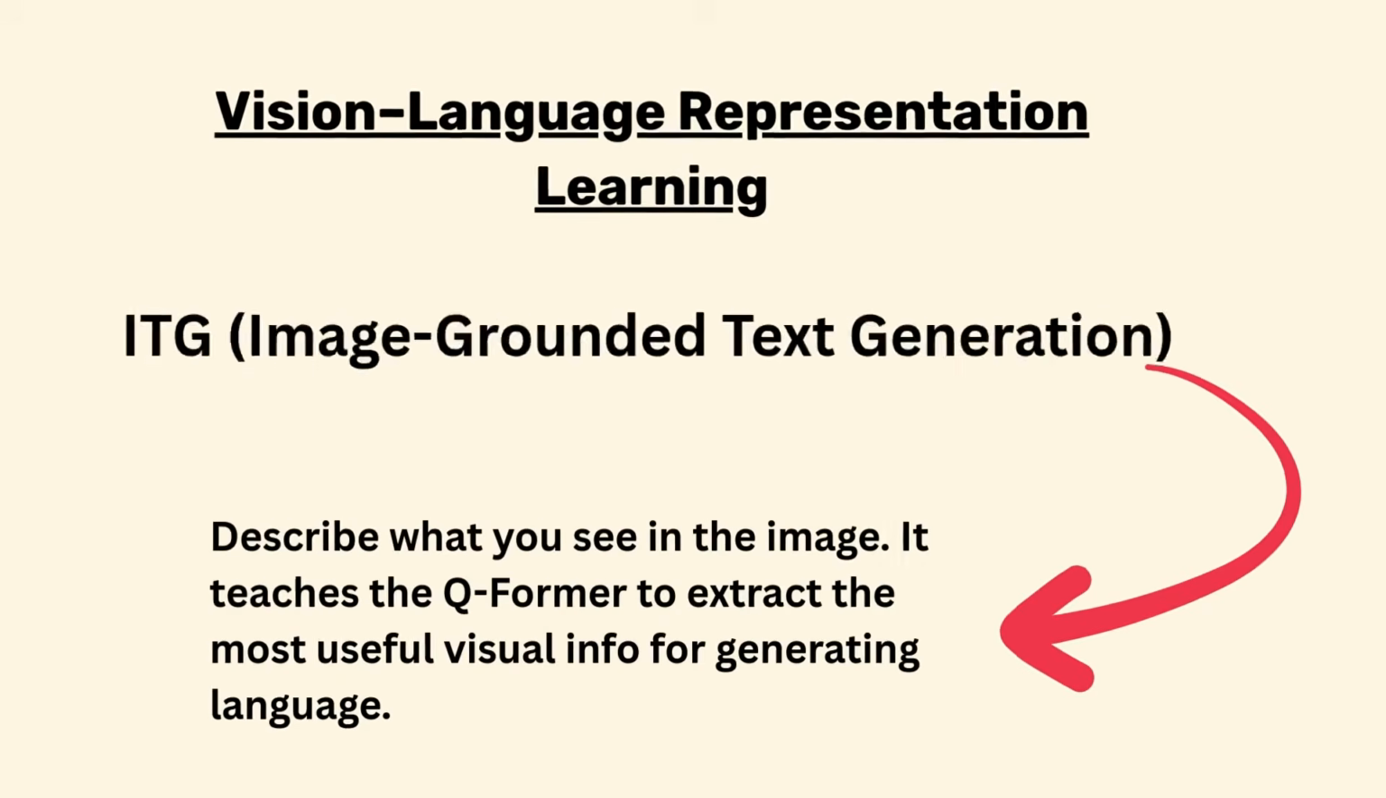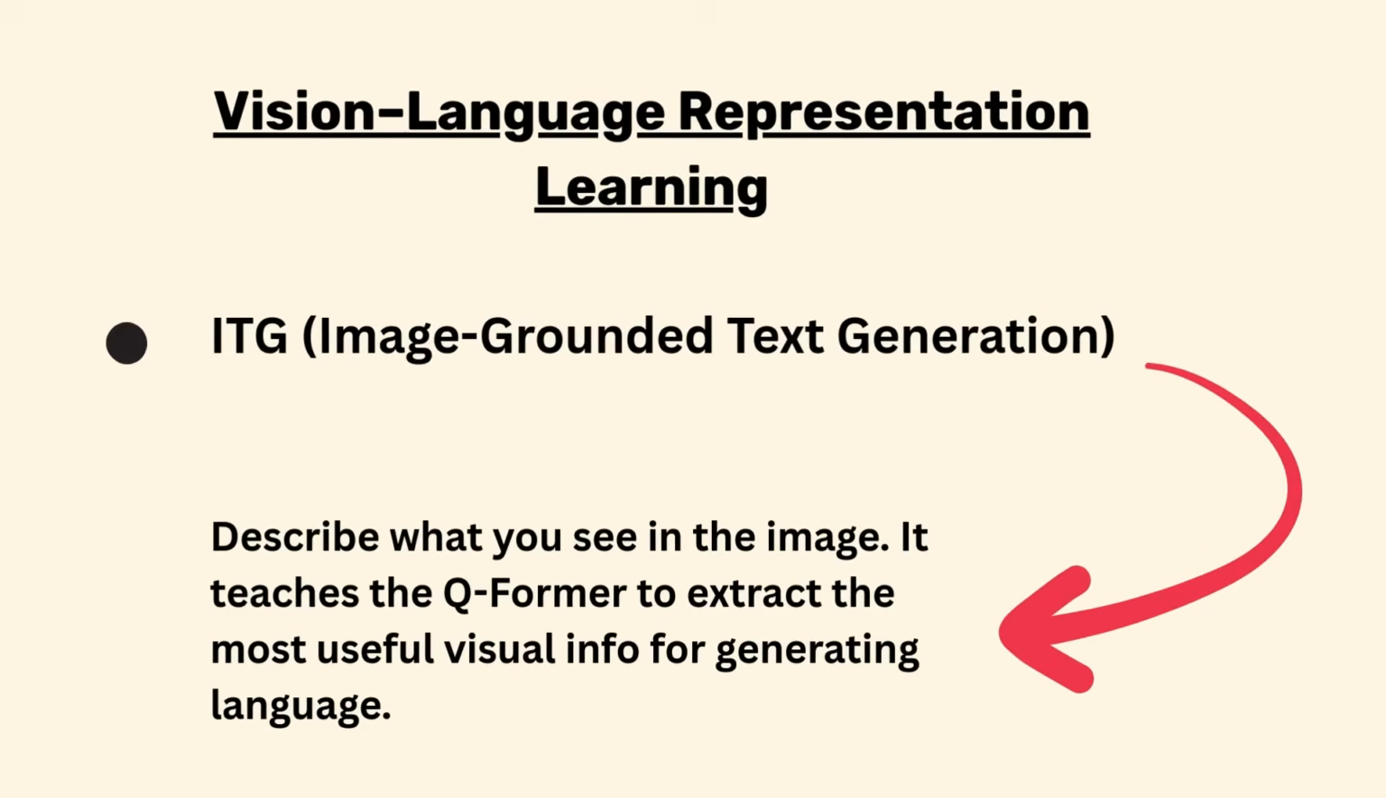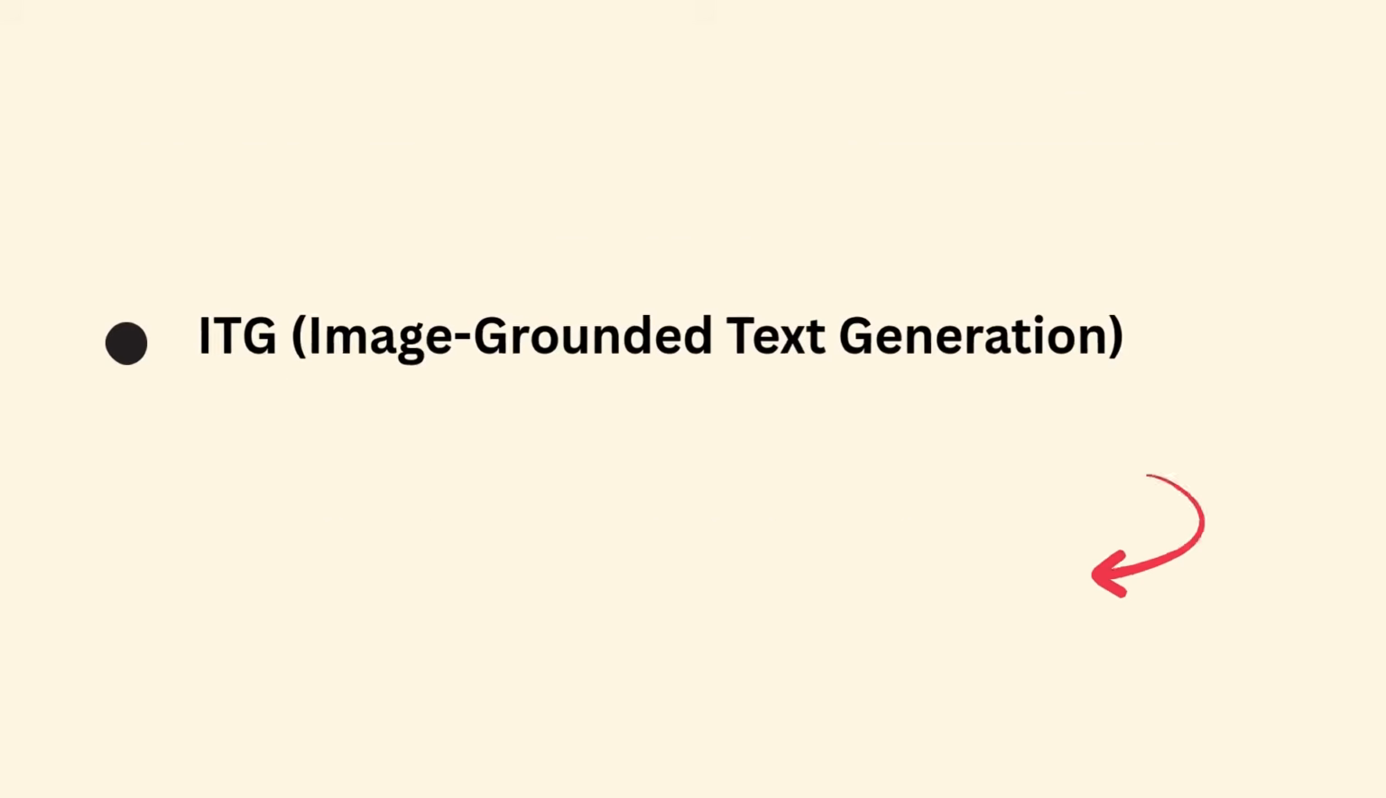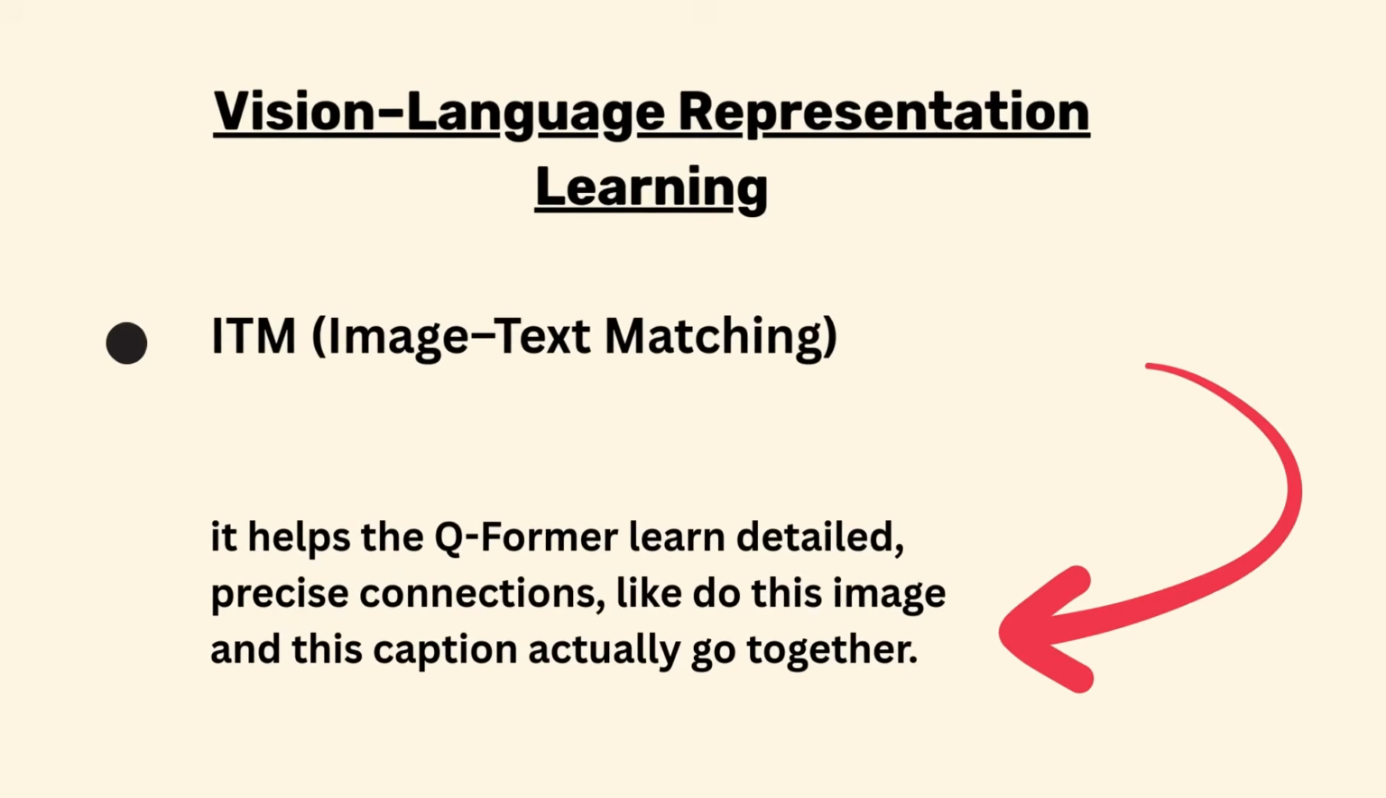While image-grounded text generation describes what you see in the images, it teaches the Q-Former to extract the most useful visual information for generating language. Image-text matching helps the Q-Former learn detailed, fine-grained connections. What it does is ask questions like, do this image and the caption actually go together?